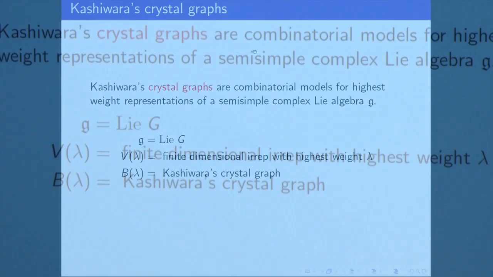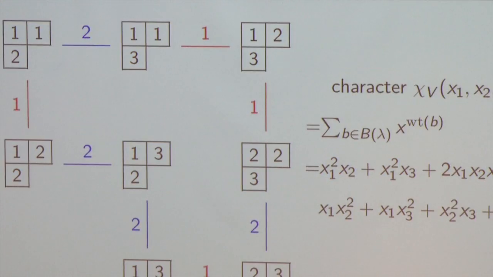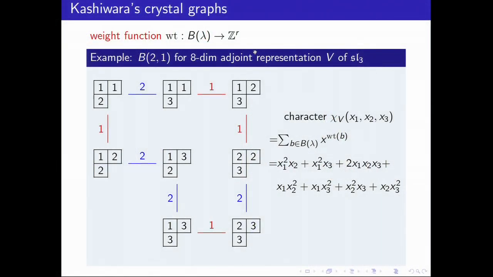B lambda will denote Kashiwara's crystal graph. I won't give the definitions, but here's an example, just a picture of a crystal graph. This crystal graph corresponds to the adjoint representation of SL3. So sl3 is the Lie algebra of 3x3 traceless matrices, and that's 8-dimensional. And we're looking at it acting on itself by brackets. This picture is a graph with 8 vertices, and each vertex is supposed to be identified with a vector in this representation so that you get a basis of the representation.